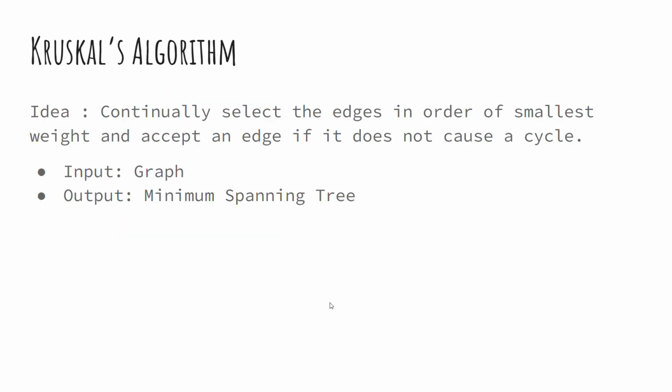Alright, so that's it for Prim's algorithm. Now let's look into Kruskal's algorithm. So basically the idea over here is that you try to select the edges in order of smallest weight and accept any edge which does not cause a cycle. So the input in this case is just the graph, and the output is the minimum spanning tree.